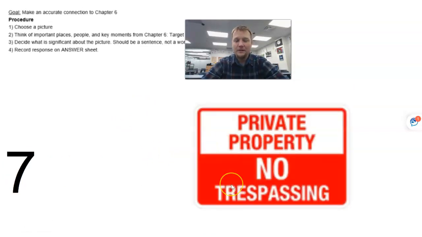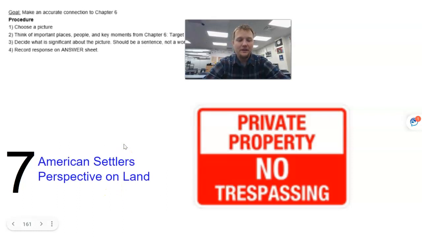So this one here is a picture. It says a sign of private property, no trespassing. This is that idea of the American settlers or the European settlers having a perspective on land: it belongs to me. It's private property. Nobody else can come on this land. It only belongs to the individual who bought it.